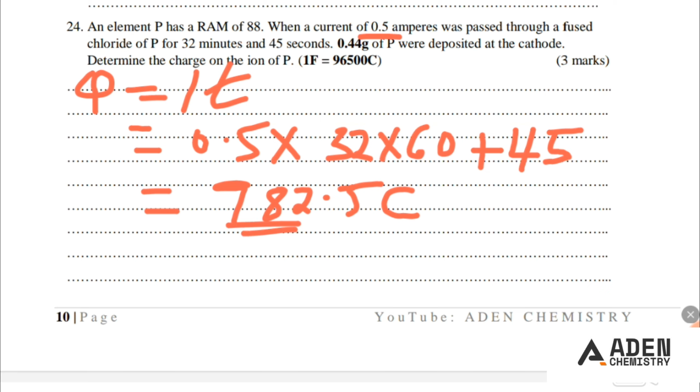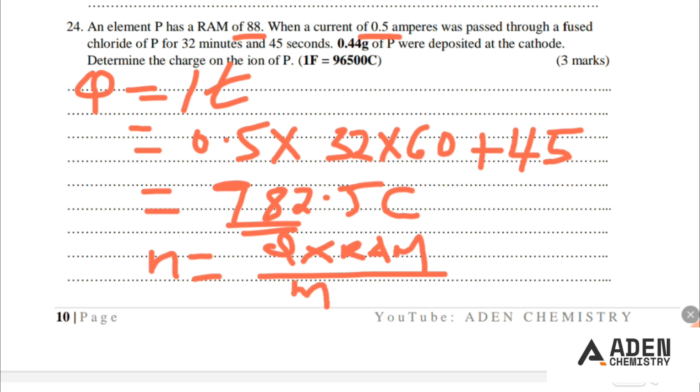Next, we are told to get the charge. So that means we can say N, which is the number of Faradays, will be equal to Q, which we have gotten now, times the relative atomic mass, which we are given as 88, then we divide by M, which is the mass deposited, in our case 0.44 gram, multiplied by F, that is Faraday, which we are given here as 96,500 coulombs. So when we put all those in the calculator, we are going to get 2.04 Faradays.